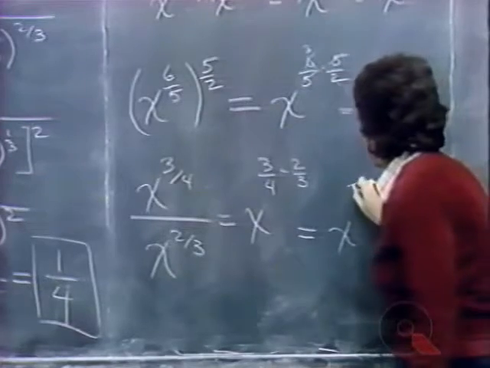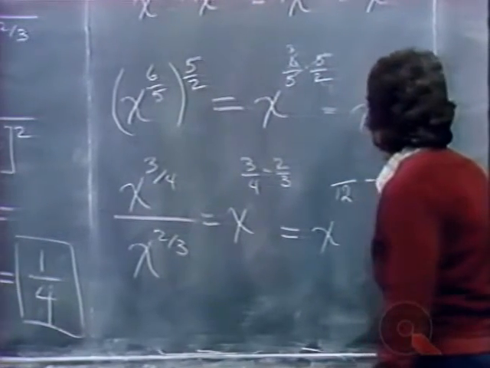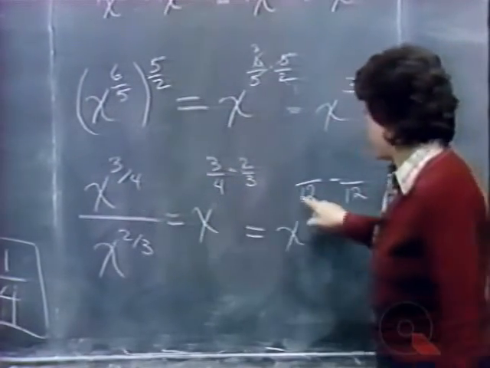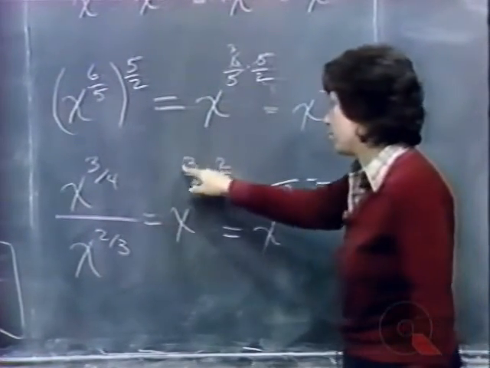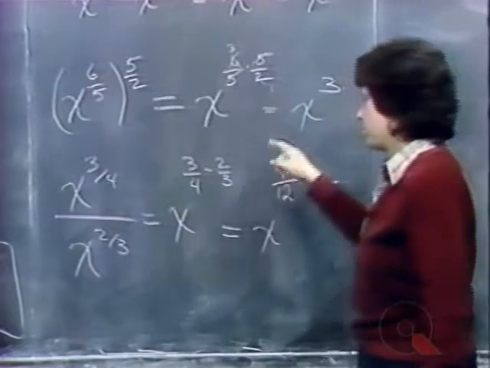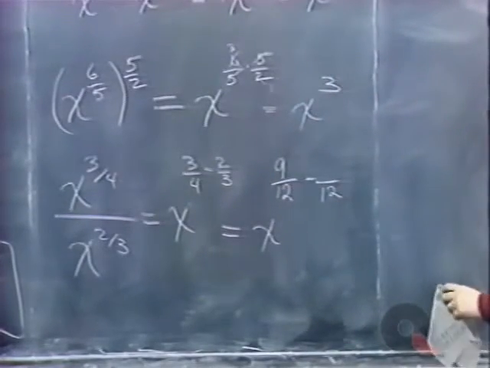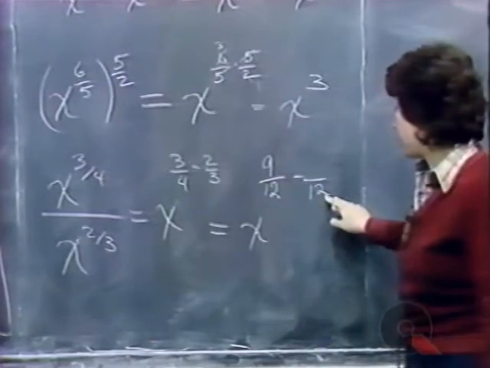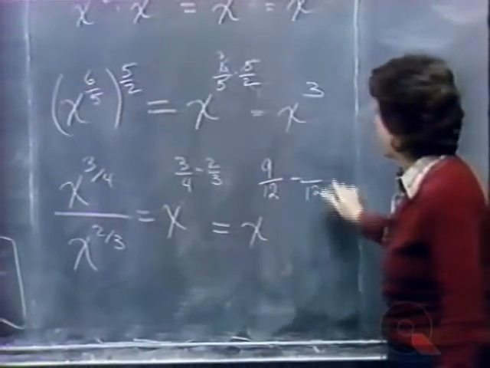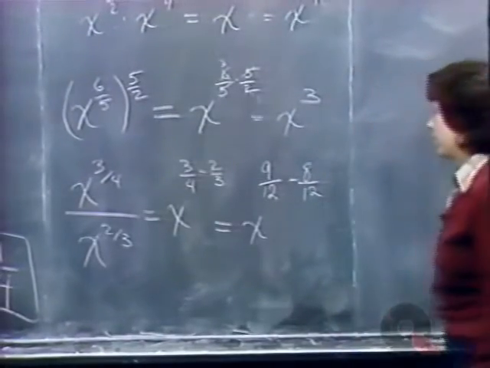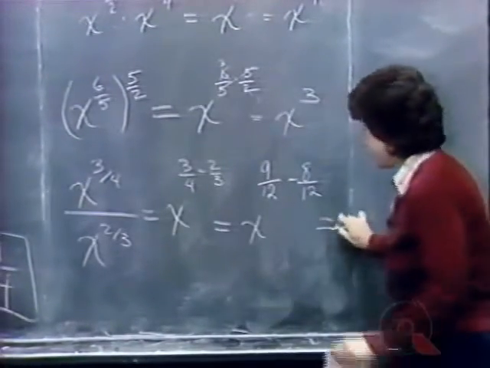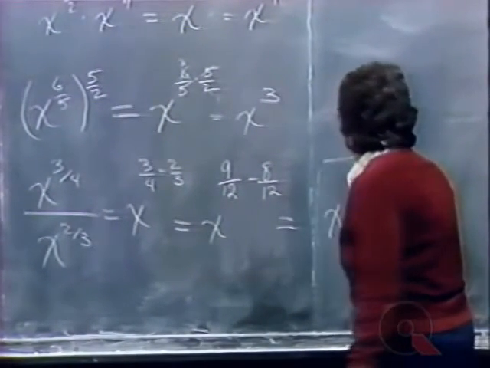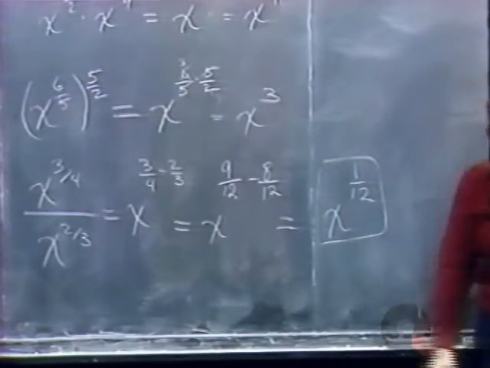So we'd like to turn this into some number of 12ths minus some number of 12ths. 3/4, to go from 4 to 12, we multiply by 3, so we also multiply the numerator by 3. 3/4 is equivalent to 9/12. Minus 2/3, so to go from 3 to 12, we multiply by 4. We also multiply the numerator by 4 to get 8/12. x to the 9/12 minus 8/12, or x to the 1/12 for the answer. And this brings us to the end of the tape.